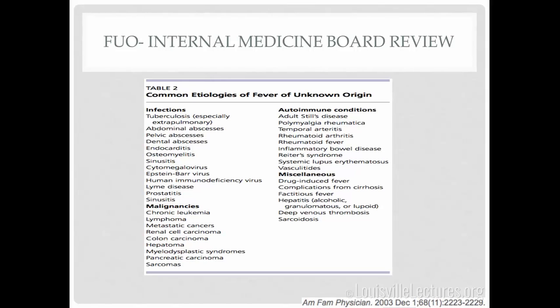For example, infections: TB, especially extrapulmonary TB, abscesses, endocarditis, of course, is a big one. Viral infections, CMV and EBV. Of course, HIV is a big one. I work with this every day, so check your HIV tests on folks. Amongst the malignancies, leukemia and lymphoma are the big ones to keep in mind. Of course, autoimmune conditions are big too, and there are some other miscellaneous conditions, including drug-induced fever, factitious fever, which of course you've heard about, sarcoidosis.